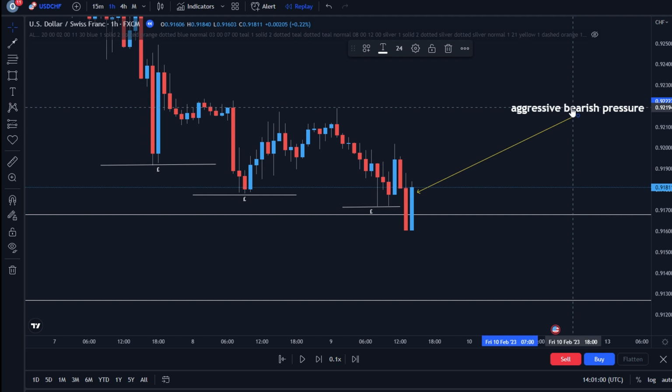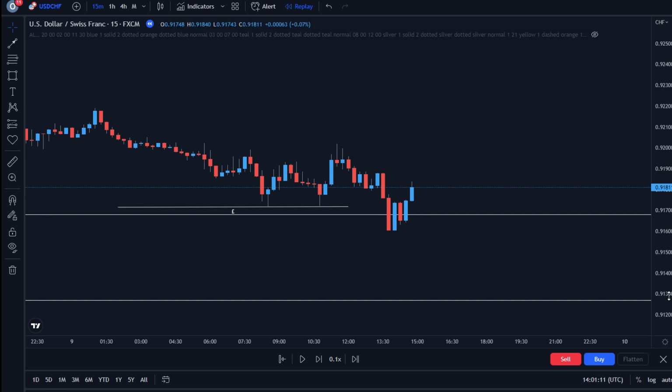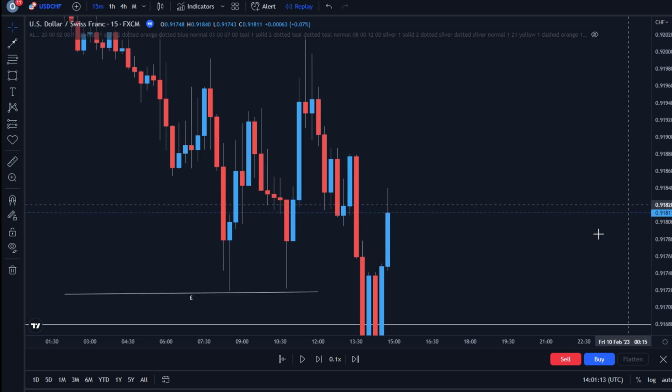Okay, let me remove this so it's easier. Now what do we do here? So we are in the 4-hour order block zone. We had a very strong reaction on the 1 hour. Now we jump on the 15-minute and see where we can potentially enter from.